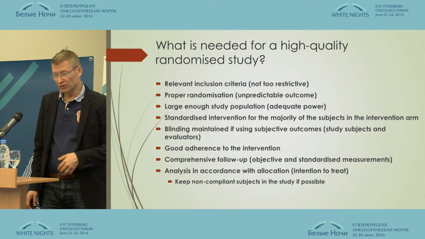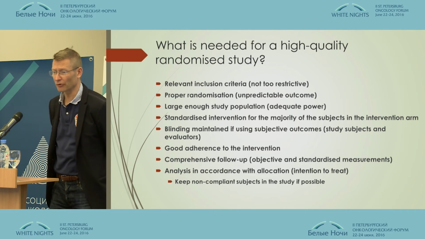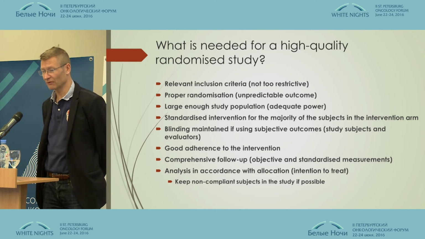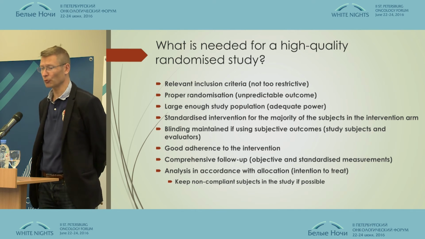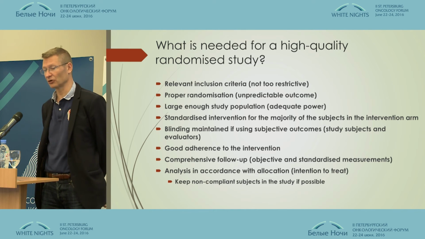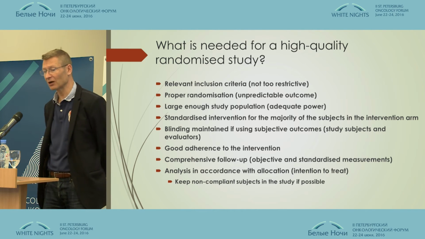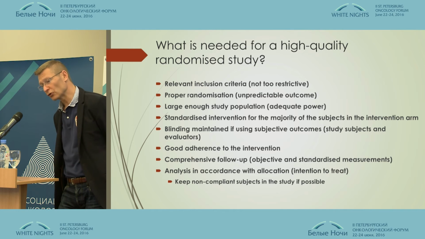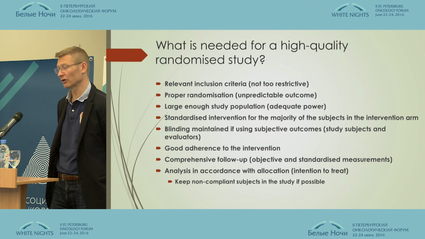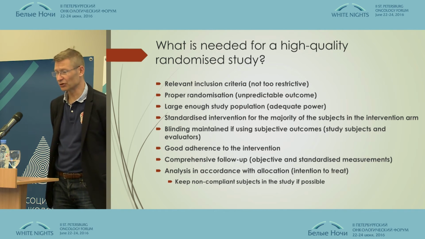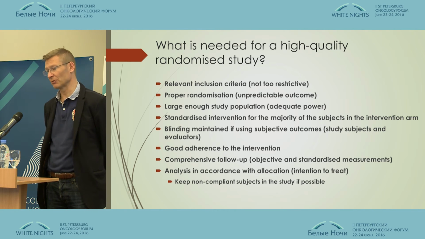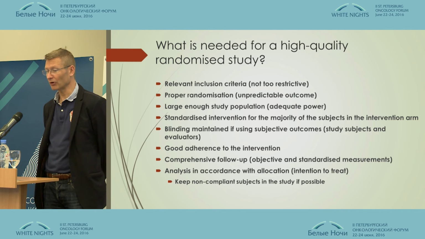Okay, so just to summarize, for a high-quality randomized study, you need to have clearly relevant inclusion criteria. You need proper randomization, meaning that the outcomes are unpredictable. You need a large enough study population, providing sufficient power, even allowing for dropout, loss and non-compliance. You need a standardized intervention for the vast majority of the subjects. Very rarely will all receive it nevertheless.